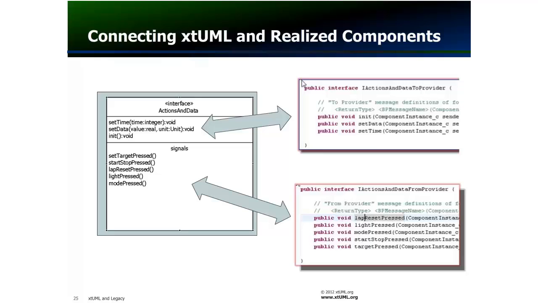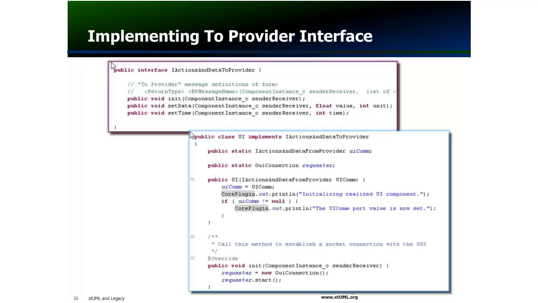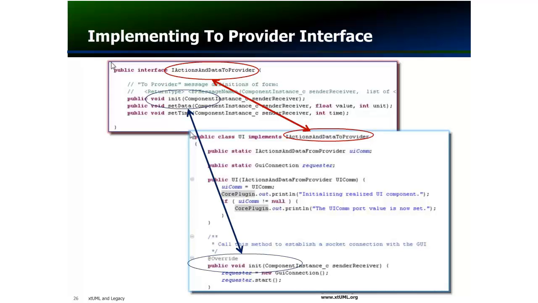Here are the two Java interface declarations expected by Verifier for the example xtUML interface called Actions and Data. In our example, the UI component is a provider of the Actions and Data interface. The Realize component does logically the same. The Realize component shows that it is ready to handle the incoming messages of the interface by implementing the IActionsAndData toProvider Java interface as shown in red. The compiler will then check that the correct methods are actually written for the Realize component. When a message is sent to a Realize component, Verifier will marshal the data and invoke the appropriate method on the supplied Java class.